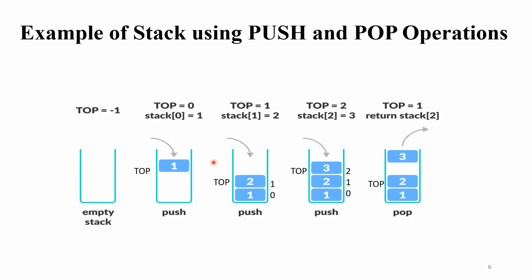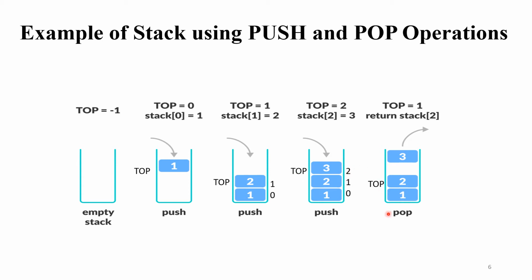We insert another element, that is 2. Now top is incremented by 1 and now top points to the first index. Next we also push another element, that is 3. Now top is incremented by 1, meaning top is now 2.